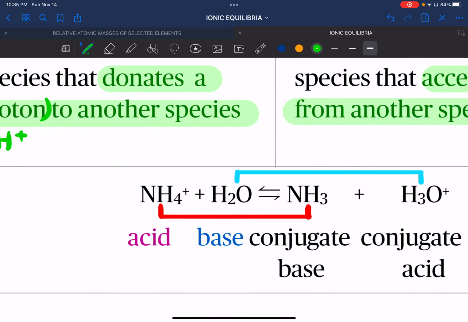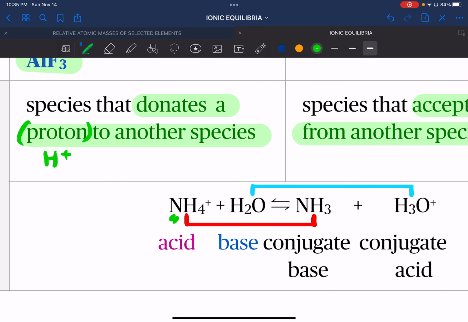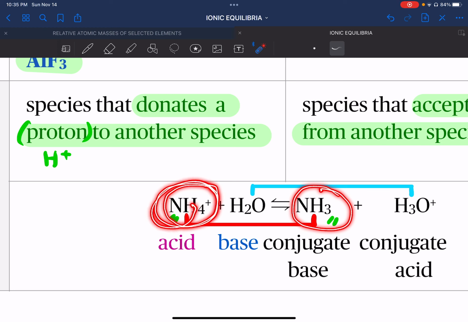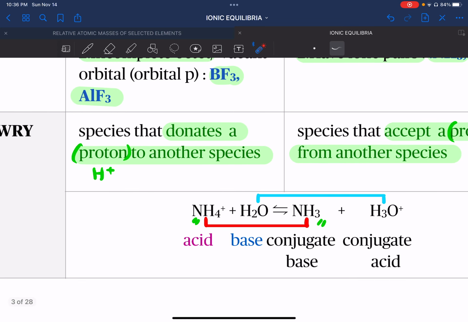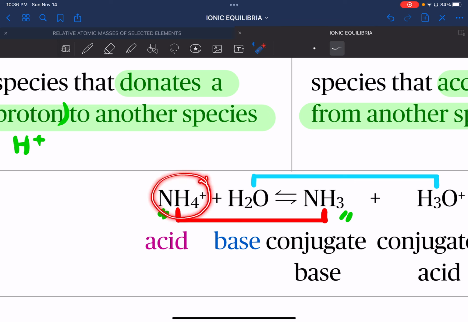Okay, kita tengok contoh. Cuba tengok NH4 and NH3. Okay, so basically NH4 plus pasangan dia NH3 lah. So cuba tengok before and after. This is before, this is after. Okay, before dia ada 4 H, after reaction dia ada 3 hydrogen. So basically NH4 dia lose proton ataupun dia donate proton. Okay, so disebabkan itu dia adalah acid.